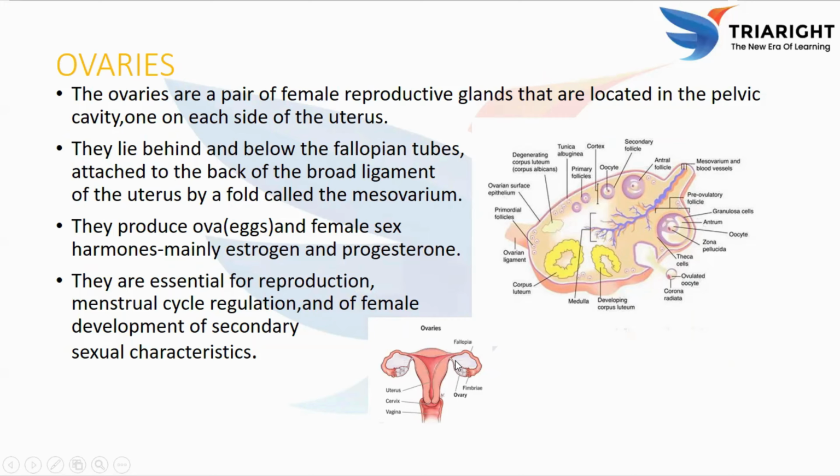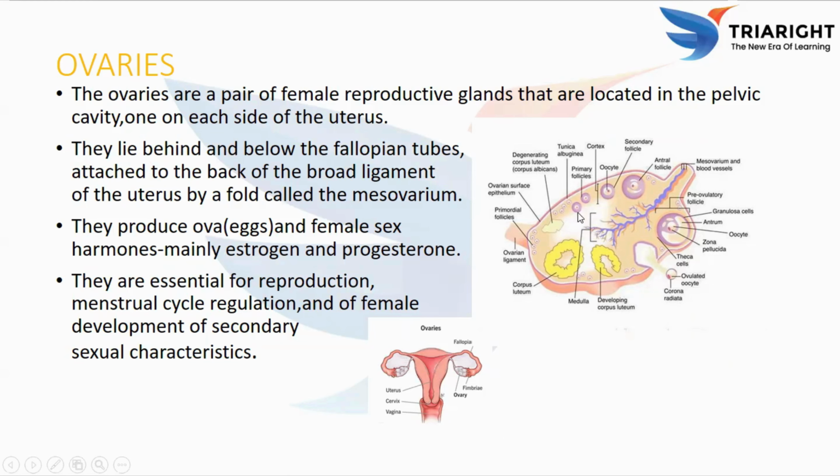So these are present on each side of the uterus. They lie behind and below the fallopian tubes. So this is the fallopian tube. They lie behind and below the fallopian tube. The ovary is attached to the back of the broad ligament of the uterus by a fold called the mesovarium. So in adult females, each ovary lies close to the lateral wall of the pelvis.